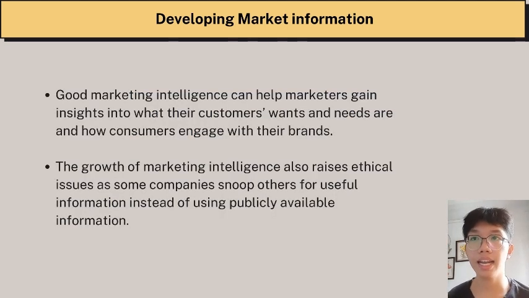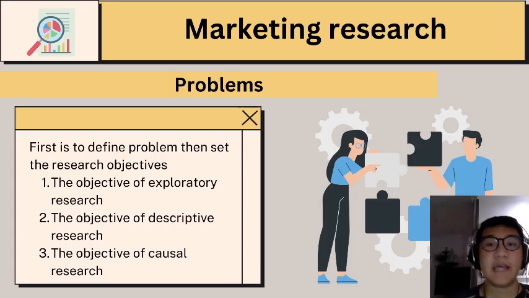A good marketing intelligence can help marketers gain insight into what their customers want and need, and how customers engage with their brands. With the growth of marketing intelligence also come ethical issues, as some companies snoop on others for useful information instead of using their internal data or publicly available information. So the next part, we will come to marketing research.